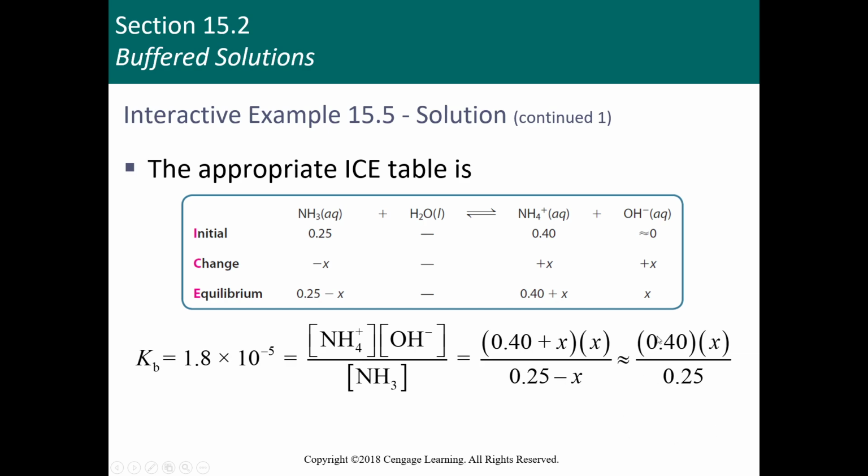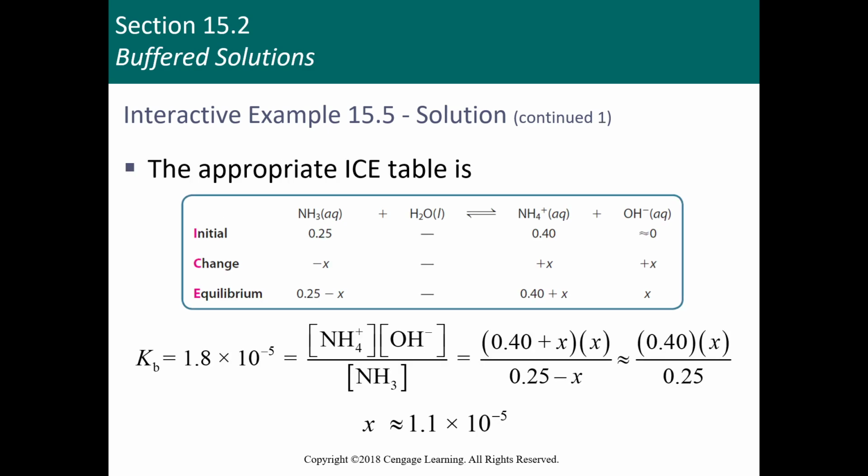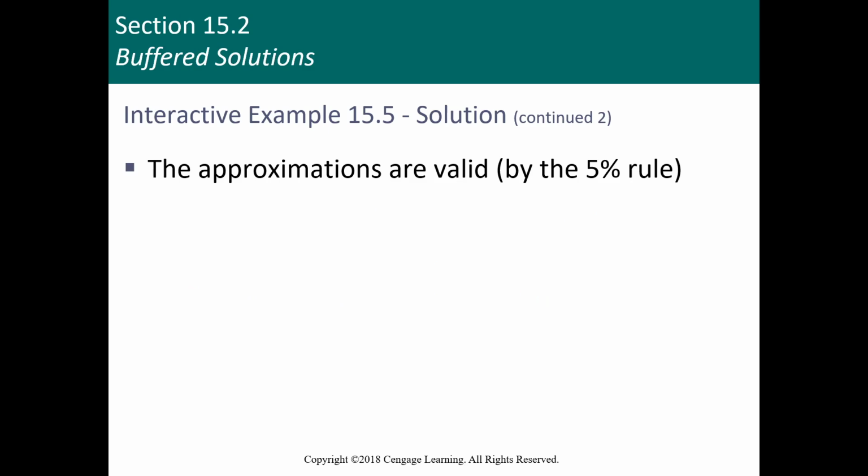Notice it's a lot easier to take 0.4, divide by 0.25, and then divide that over than it would have been to do the other problem. And so we get x equals 1.1 times 10 to the negative fifth. Now again, that is a small number compared to 0.25, and so that fulfills our 5% rule. So our concentration of OH minus will be that 1.1 times 10 to the negative fifth.